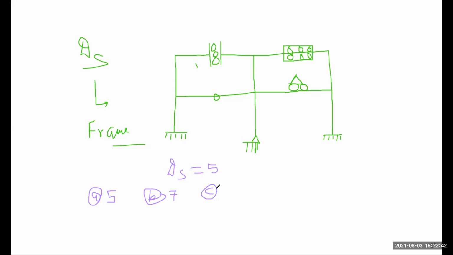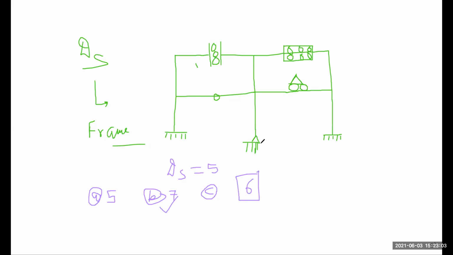7, sir. Okay, 7. 7 is already written here. Any other answer? No. So the right answer is 6. The right answer is DS is equal to 6.